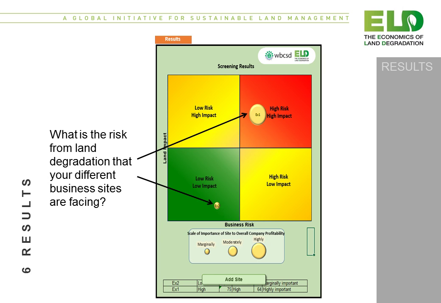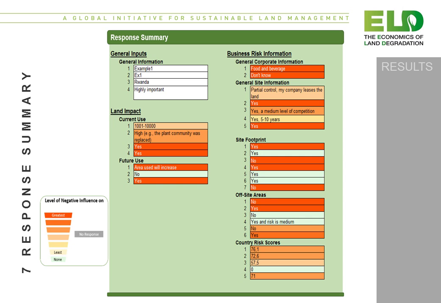The tool also provides you with an understanding of the importance of the site to the overall company profitability, which is determined by the size of the site indicator. Through the aggregator tool, you can compare multiple sites with each other and gather an understanding of your overall portfolio in terms of land impact and related risks.